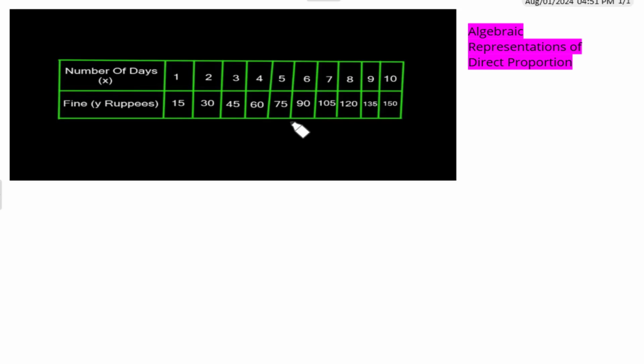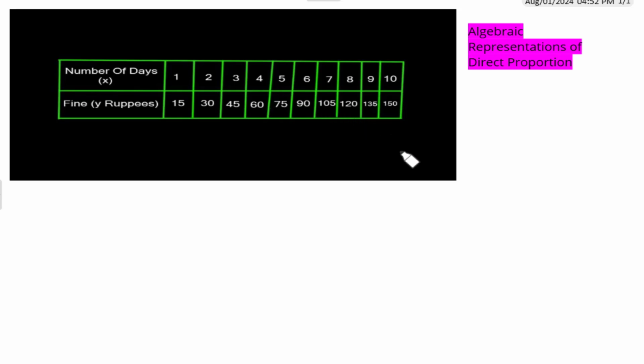Now this table shows the fine for an overdue book. Let the number of days be x and the fine be y rupees. So for 1 day it will be 15, for 2 days it will be 30, for 3 days it will be 45, for 4 days it will be 60, and so on.